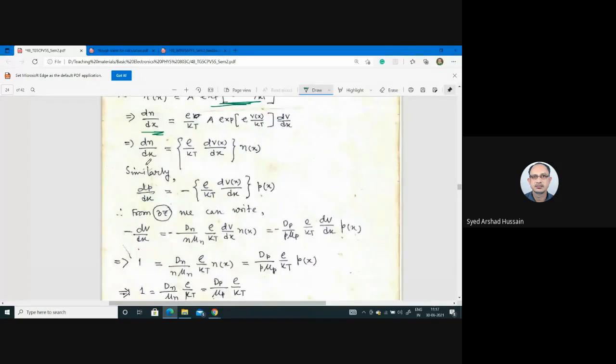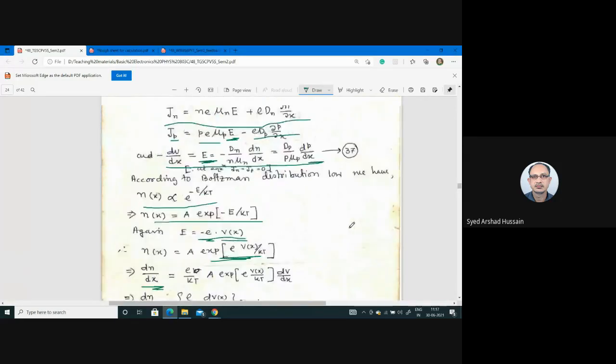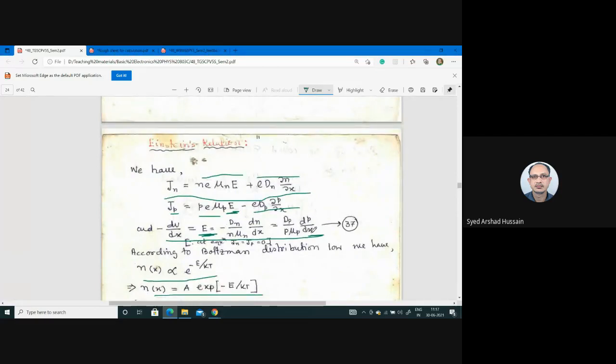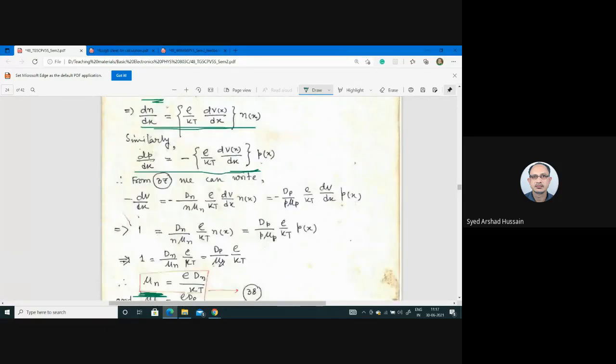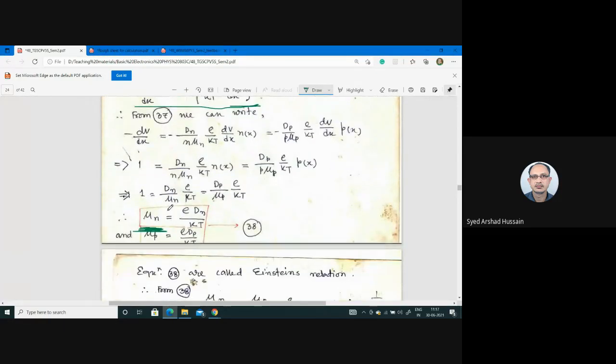Okay. This is for electrons, we get an expression. Similarly, we get an expression for holes. Okay. Then we replace this part in this equation, dp/dx or dn/dx, and we can have an expression like this. Okay, so you can cancel out this dV/dx from all the sides and you will have an expression like this.